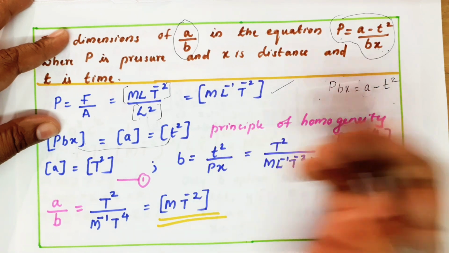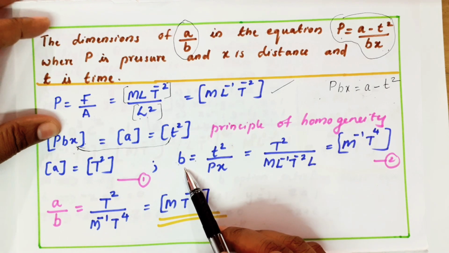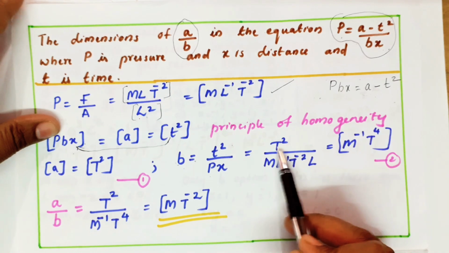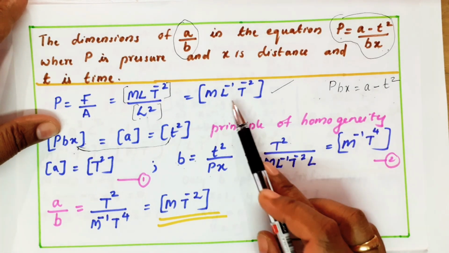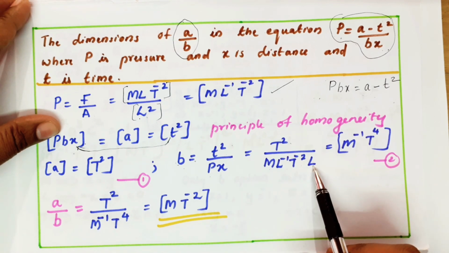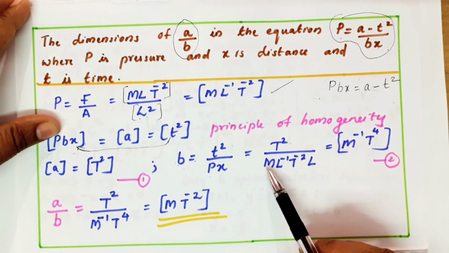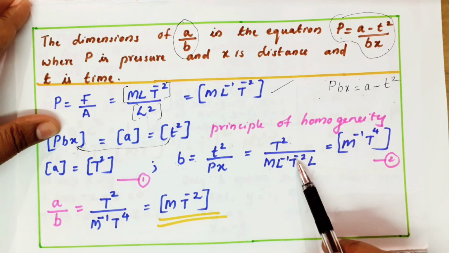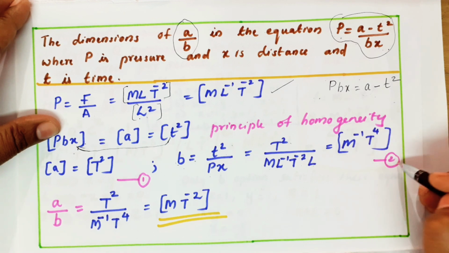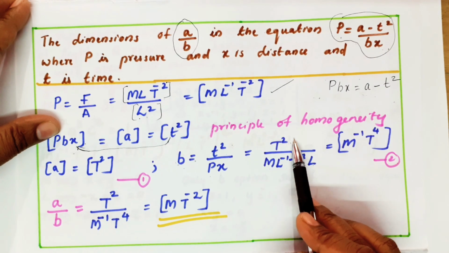Next what I am doing is equating the first and the third term. These two I am equating. If you equate these two, Pbx equals T square, or B equals T square by Px. What is T square? Capital T square. What is P? It is ML minus 1 T minus 2, into X, again L. If you see, L minus 1 and L cancel. This M goes up, so M minus 1. T minus 2 goes up, T to the power of 4. So I got the dimension of B.